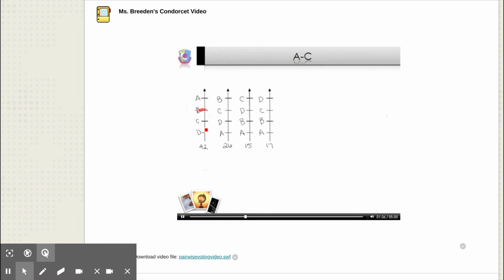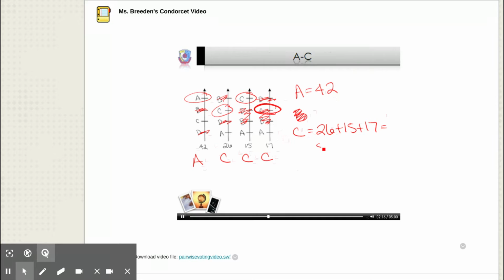Now we'll compare A to C. So I'm going to get rid of B and D. A again is ranked highest in the first. In the second column, C is higher than A. C is higher than A in the third column. Oops, I'm sorry, I scribbled out the wrong one. In our last column, C, the second one down there, is higher than A. So again, A is left with only the 42 votes. C then has the 26 plus 15 plus 17, or 58.